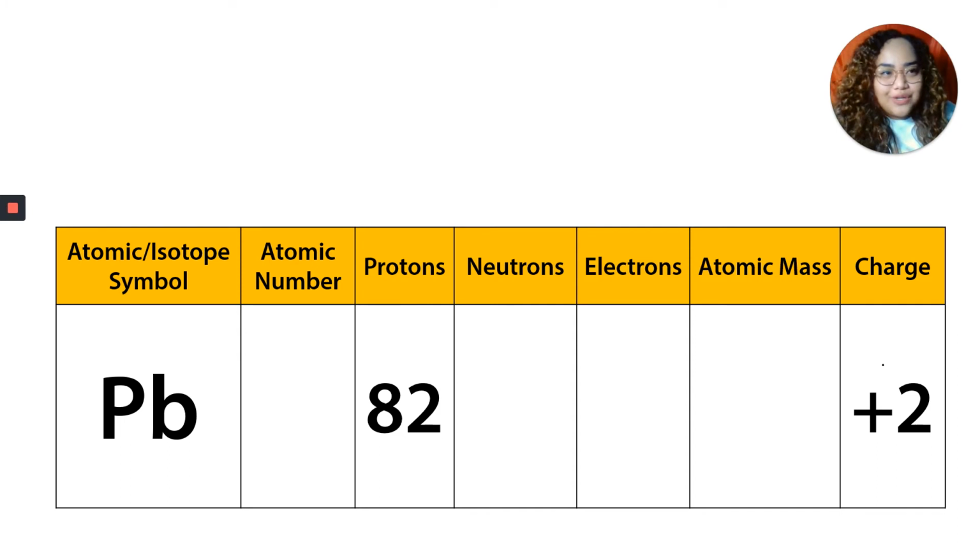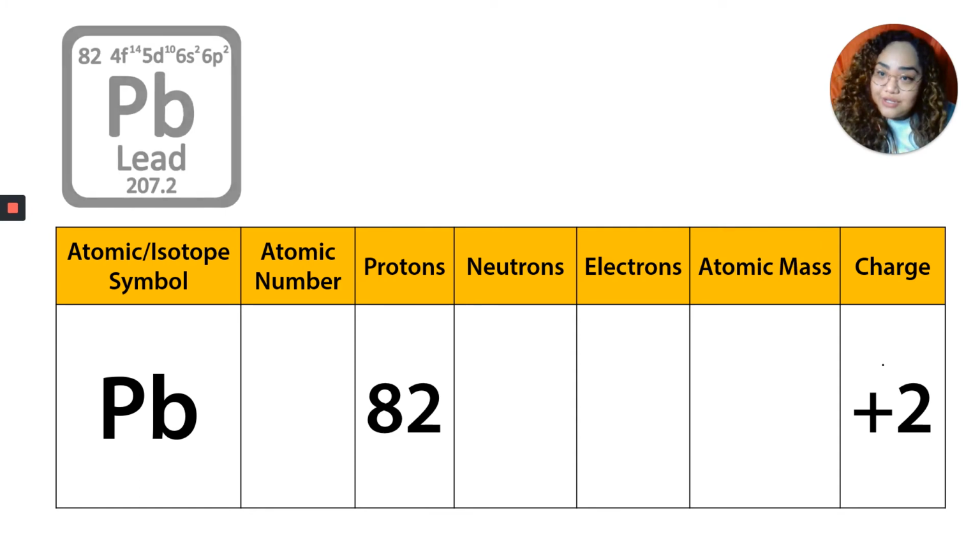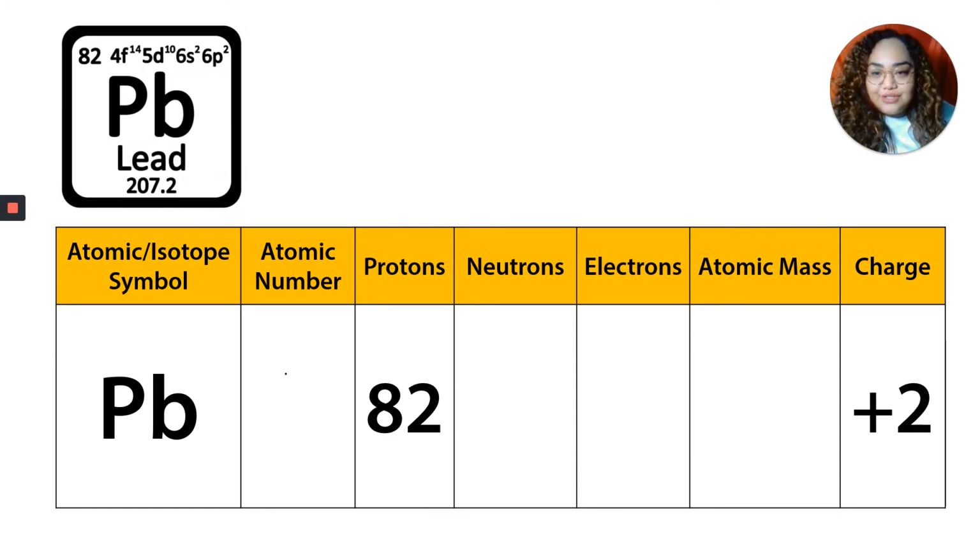Now, you're already given the symbol. So you know it's lead, right? It's Pb. So lead has 82 protons, so basically it has an atomic number of 82. Just makes sense, right? Now, what about the neutrons? If you're going to look for the neutrons, you have to have the atomic mass.